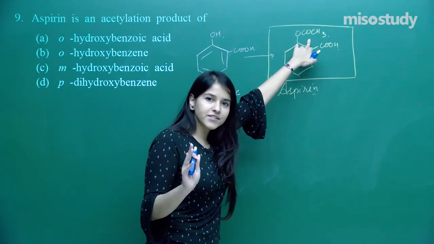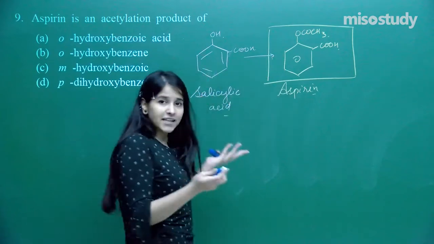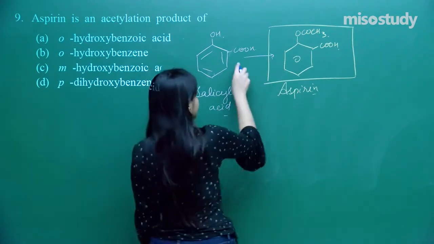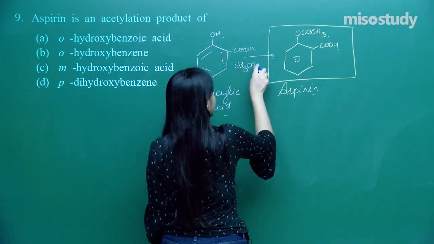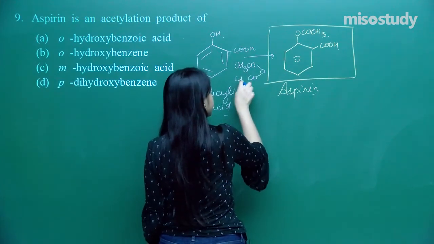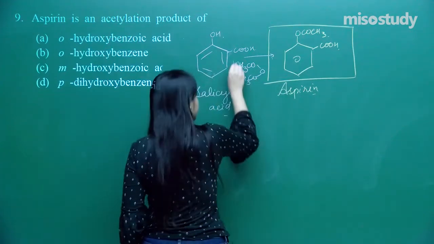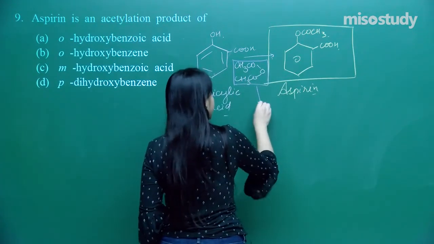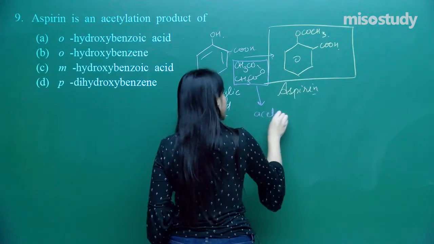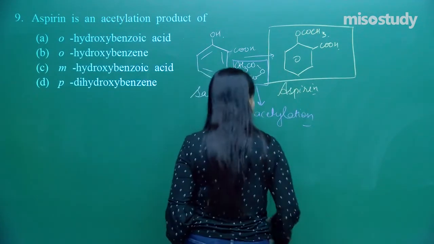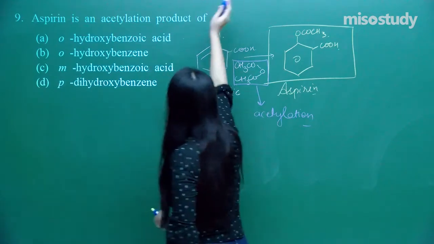We all know what reaction that is? That is acetylation. So what do I need for the acetylation? Here acetic anhydride is used. So that is the thing which actually does the acetylation. So here we are performing the acetylation. So let us just match the options here.